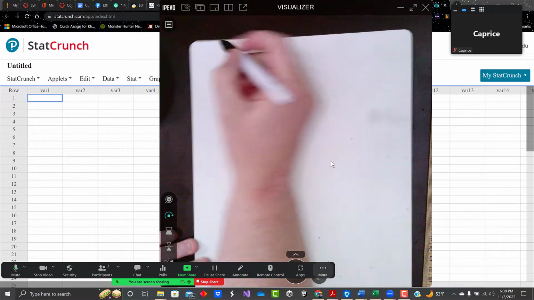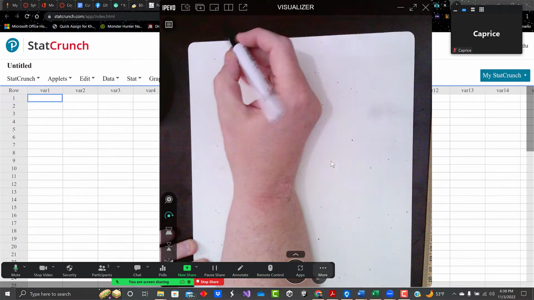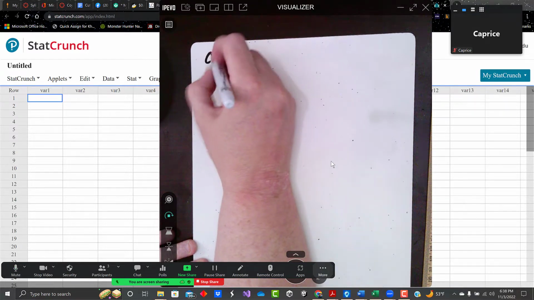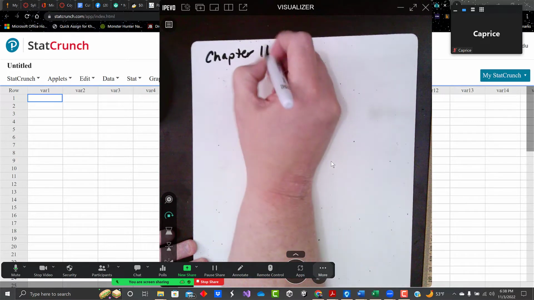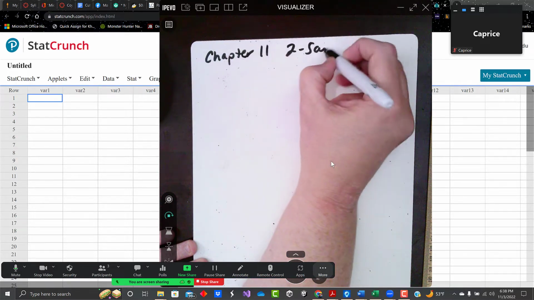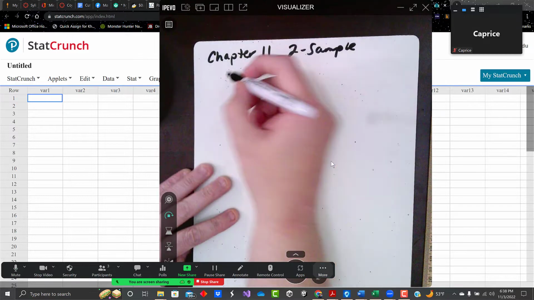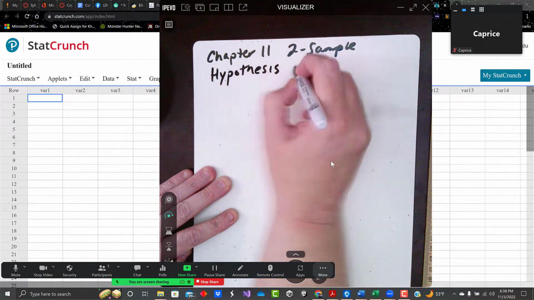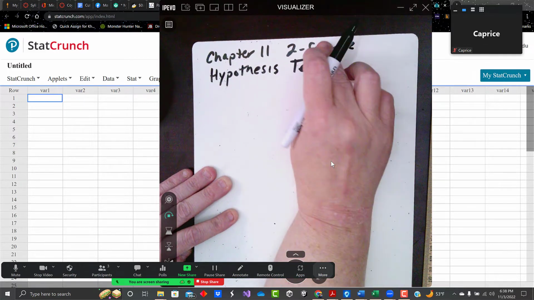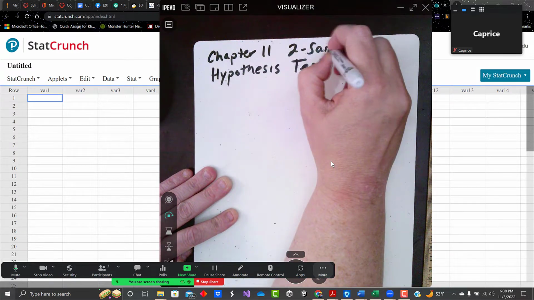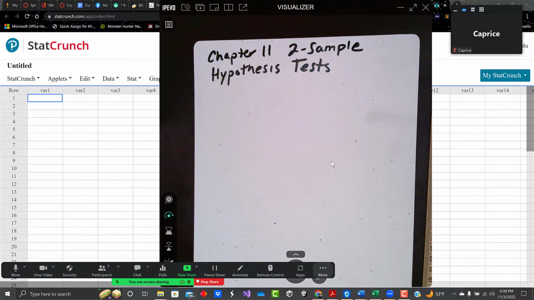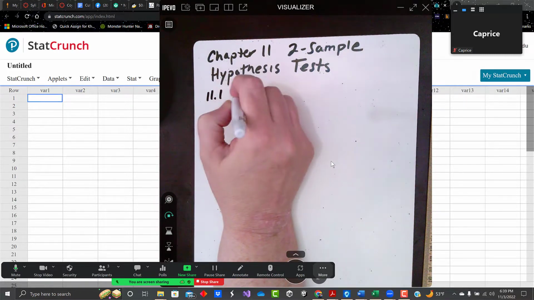This is Intro to Stats at College of the Sequoias in fall 2022. We are in the Sullivan Math Lab Pearson program. Chapter 11 is what we're looking at today, and that's on two sample hypothesis tests. That should say sample. This pen is way too thick. And 11.1 is on proportion tests.